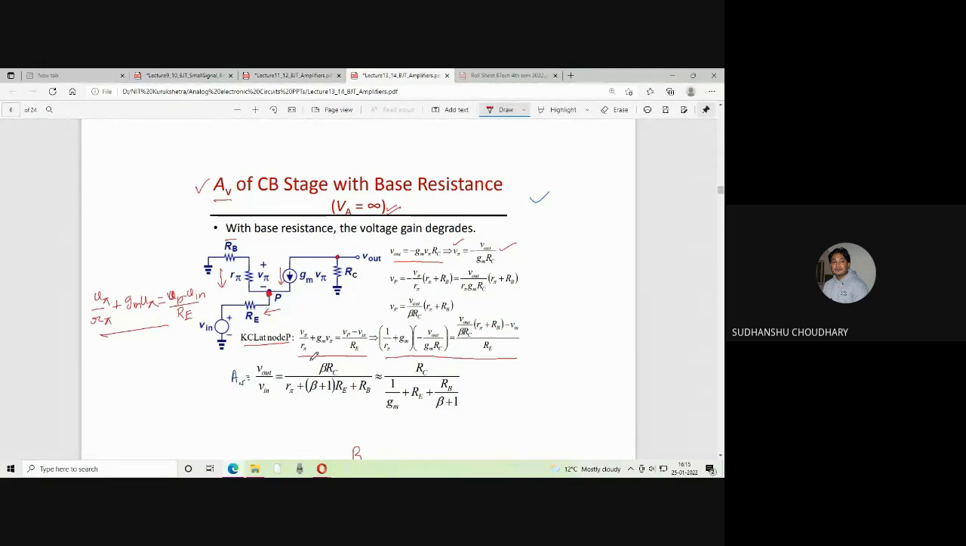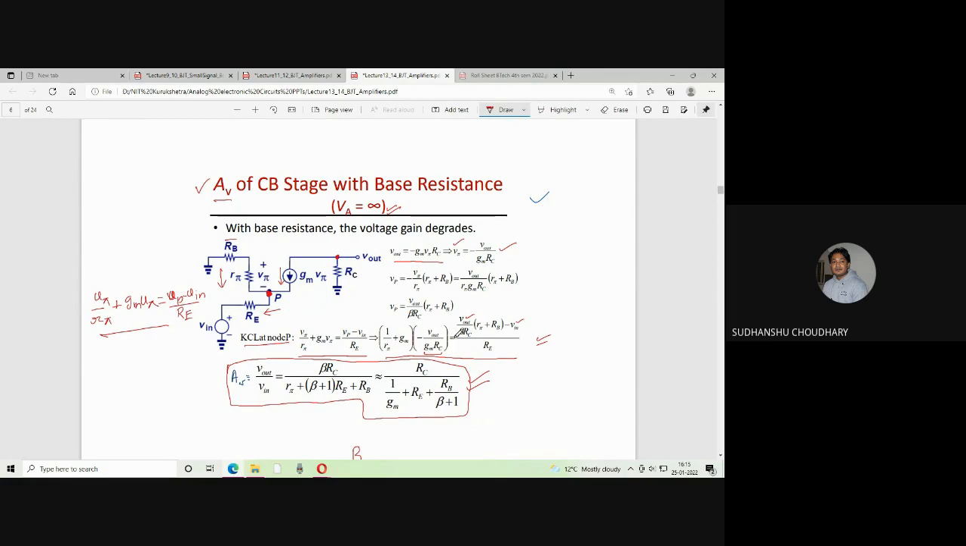Okay. So anyhow, if I'm able to get this, then from here itself one can identify this V out and V in from here. So one can try to find out V out by V in ratio. Okay. So if I try to find out V out by V in ratio from here, so this V out by V in ratio comes out to be equal to this much. Where this GmRC is replaced by beta.